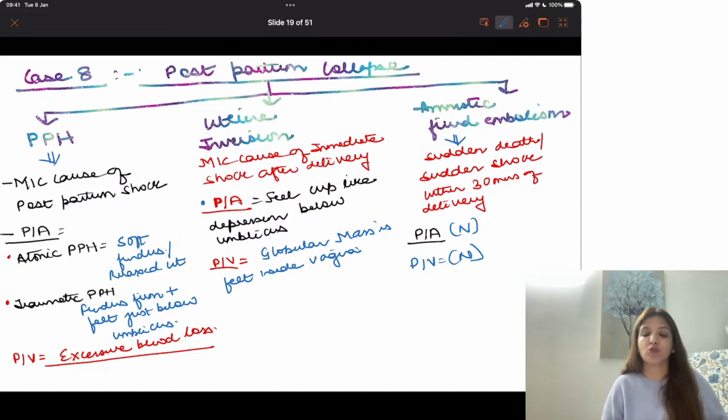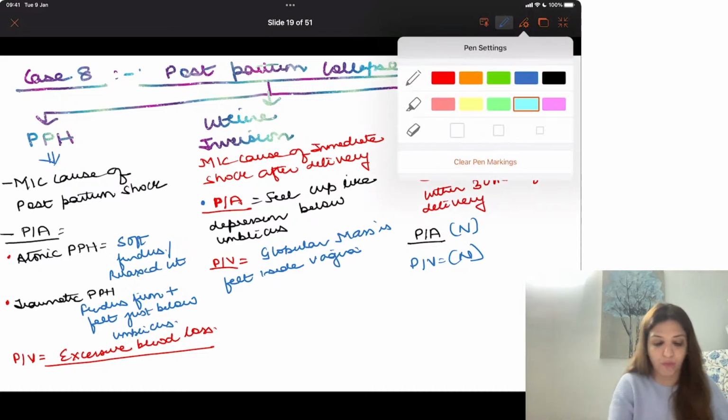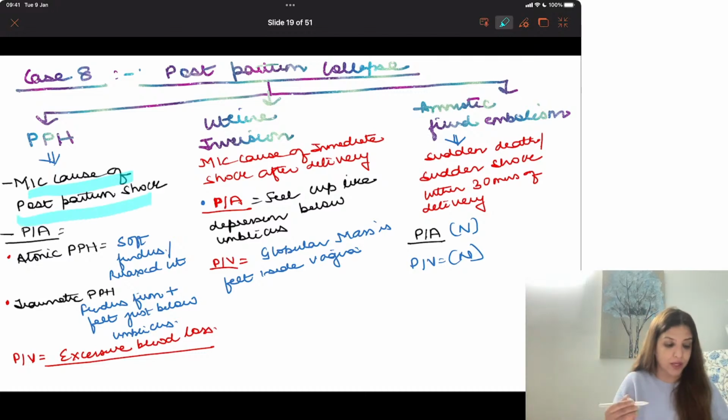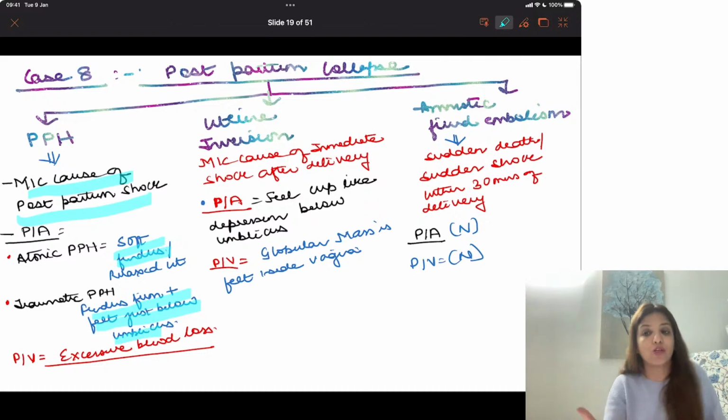Now, in case of PPH, please remember that it is the most common cause of postpartum collapse. When you do a per abdominal examination, because most of the time it is a case of atonic PPH, you are going to get a soft uterus; the fundus of the uterus will be soft or relaxed. In case of traumatic PPH, the fundus will be firm and it will be felt just below the umbilicus. So this is the per abdominal finding which you are going to get in a case of PPH. In atonic PPH, the fundus will be soft and relaxed. In case of traumatic PPH, the fundus will be firm and felt just below the umbilicus.